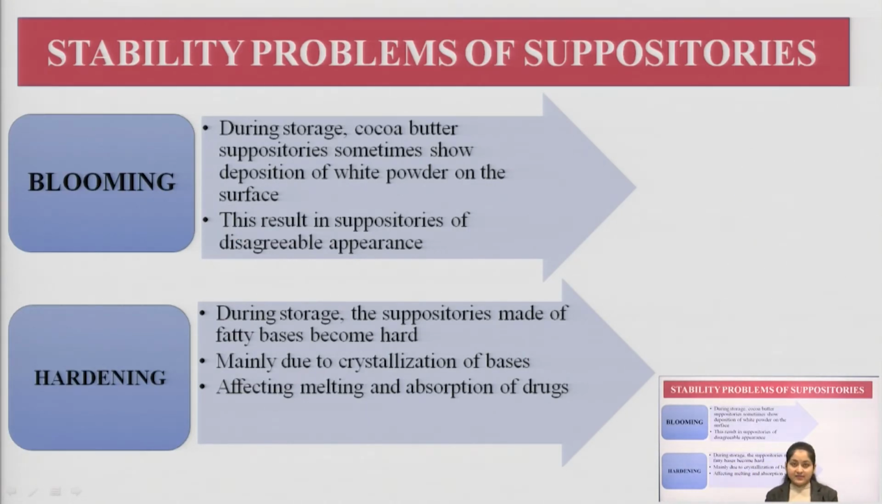As I have already discussed, manufacturing or preparation of suppositories is of prime concern, because suppositories are very delicate products that need stringent storage conditions. If these storage conditions aren't maintained properly, various problems arise. In this slide we can see two important problems known as stability problems of suppositories. The very first problem is blooming, and the other problem is hardening.